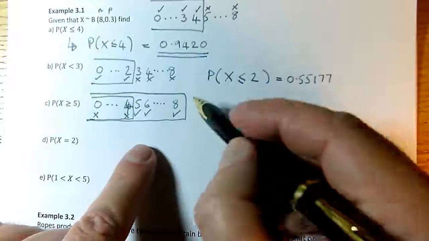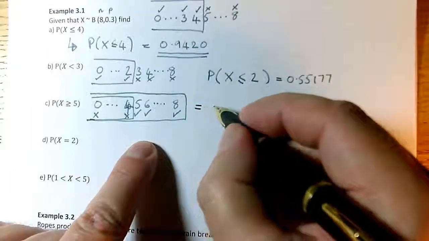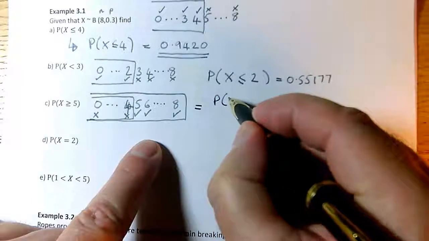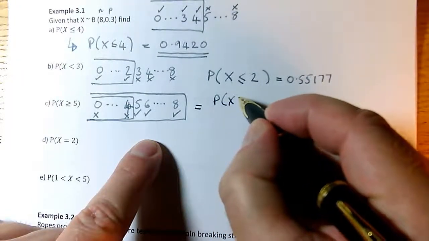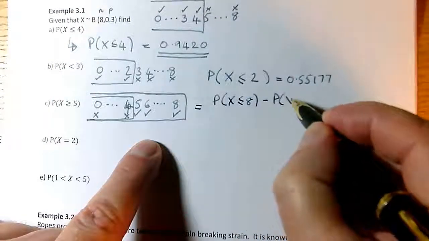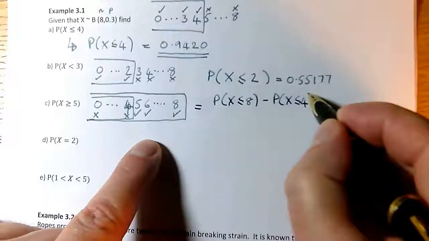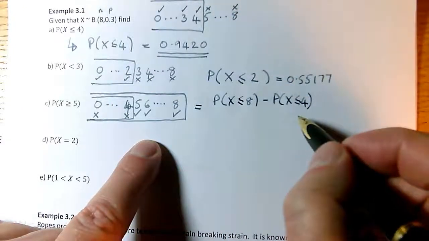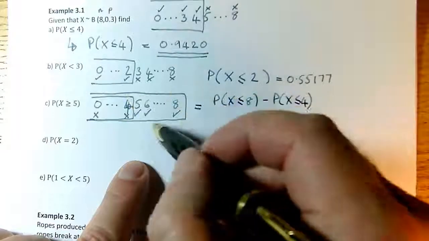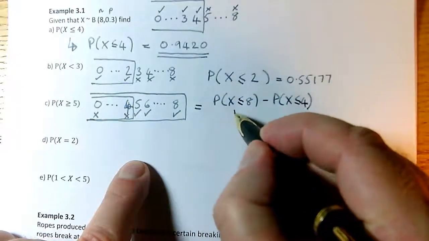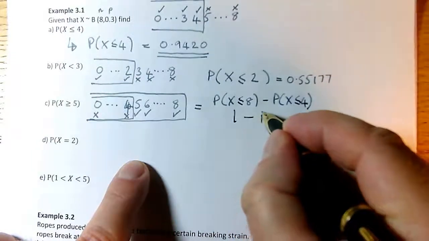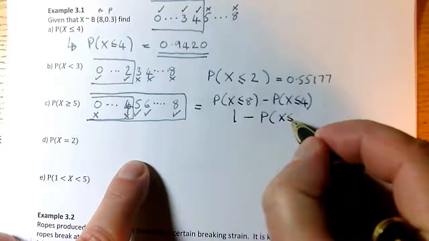Okay, so that means I'm going to need to subtract 2 probabilities. I'm going to start with the probability of x being less than or equal to 8, and I'm going to take away the probability of x being less than or equal to 4. But this is a little bit easier than it looks, because when I came as far as 8, I've included everything. So in fact, we can say the probability of it being anything from 0 to 8 is 1. So it's 1 minus the probability of x being less than or equal to 4.